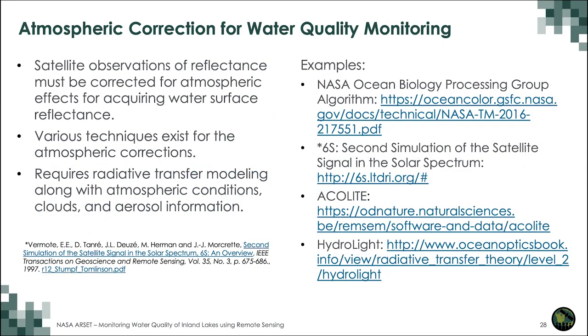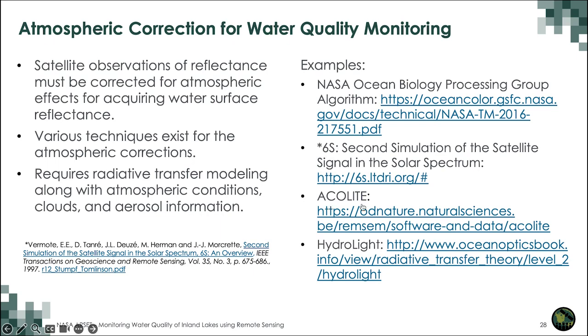Just to note about atmospheric correction, we've already talked about its importance and that it requires radiative transfer modeling along with atmospheric conditions, clouds, and aerosol information. So there are various techniques. NASA Ocean Biology Processing Group has an algorithm. You can learn more about it. There is USGS, second simulation of the satellite signal in the solar spectrum. This is 6S that has been used. So Landsat data that we use is corrected using 6S.